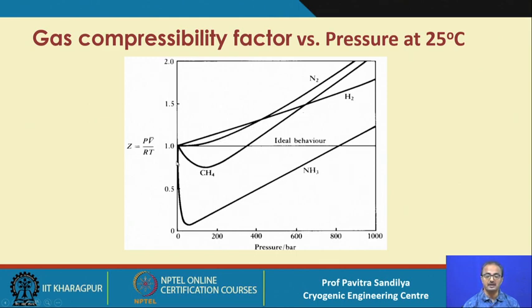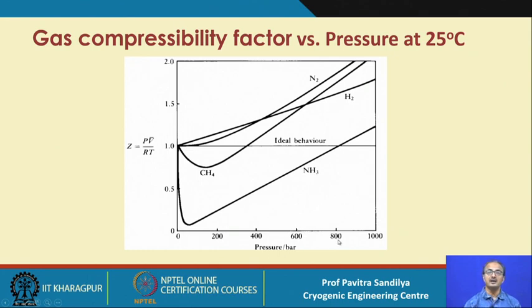For ammonia, we find that the value goes much below unity, and then after an increase in the pressure, it starts slowly rising, and at some very high pressure, it goes above 1. So this particular figure shows, at a given temperature of 25 degrees centigrade, how the various gases behave with an increase in the pressure.